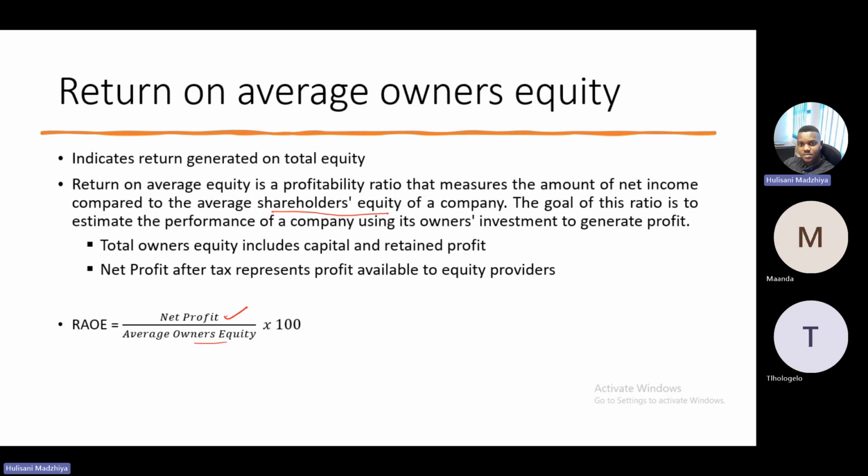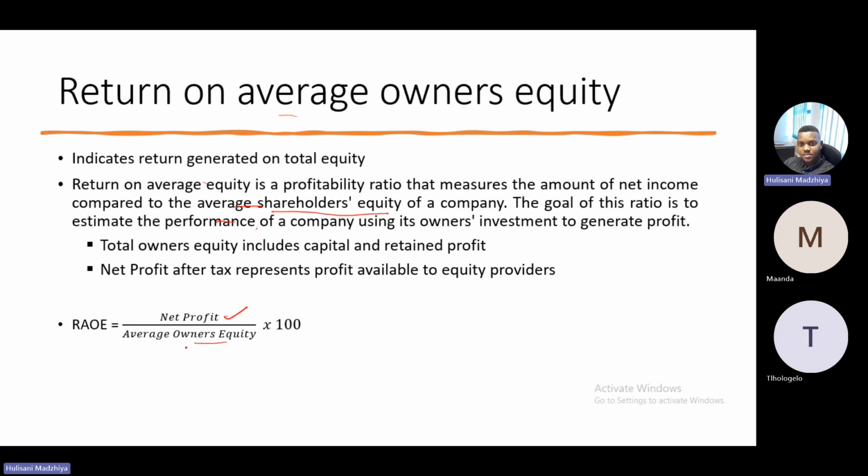So the return on average owner's equity calculates how much return the owners are making based on their capital provided. So here it says that return on average is a profitability ratio that measures the amount of net income compared to the average shareholders' equity of the company. And the goal of this ratio is to estimate the performance of the company using its owners' investment to generate profit. So total owners' equity includes capital and retained profit, and net profit after tax represents profit available to owners.